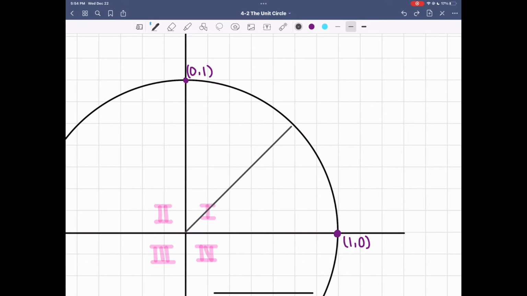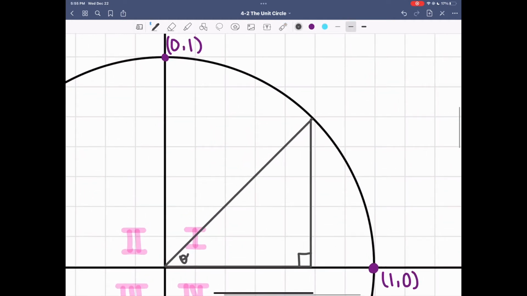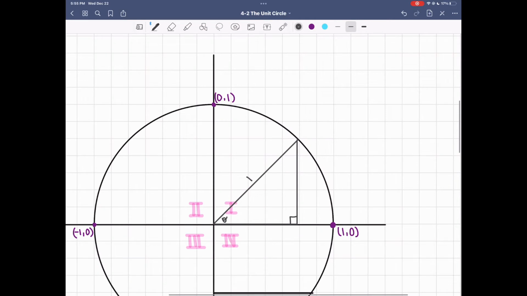So now if we draw a radius on the circle and drop it down and draw a right triangle, we know that the hypotenuse of the triangle is going to equal 1, since that is also the radius of the circle, and because it is a unit circle, the radius is always 1.